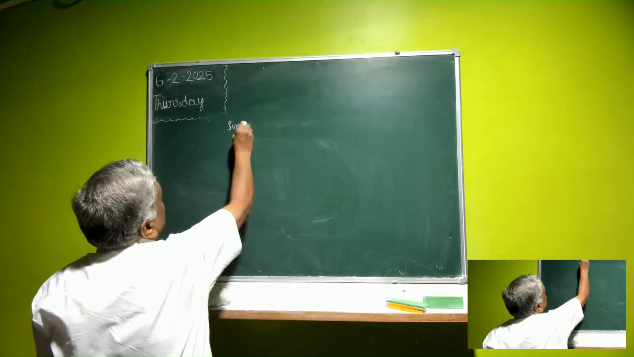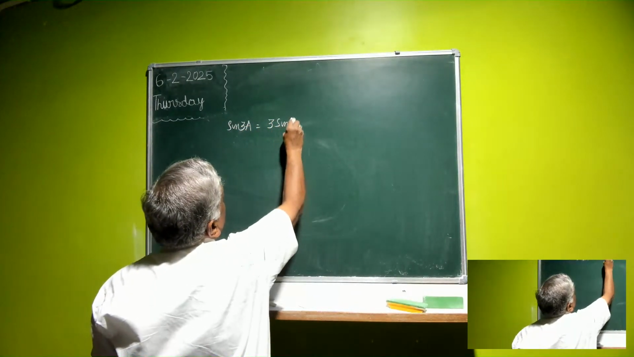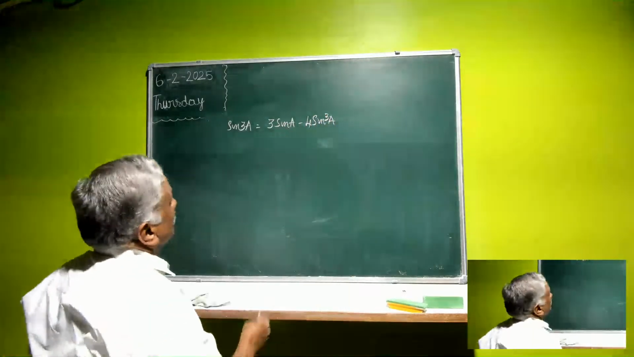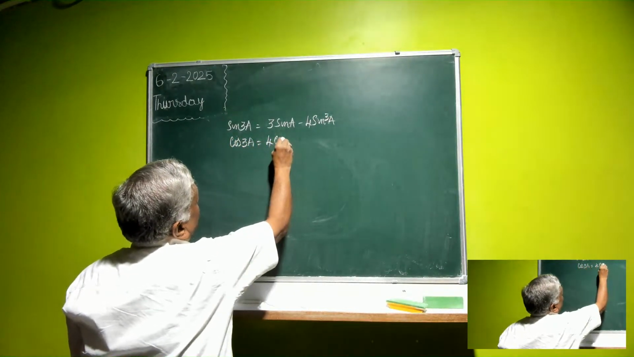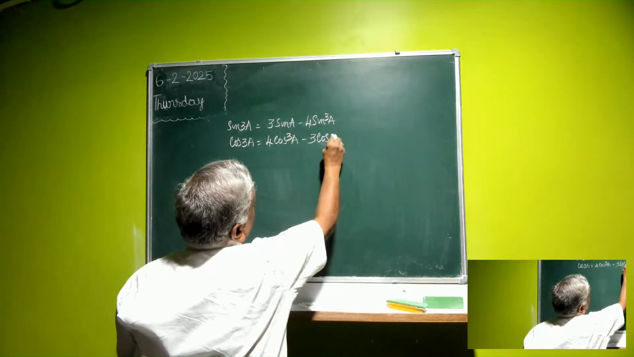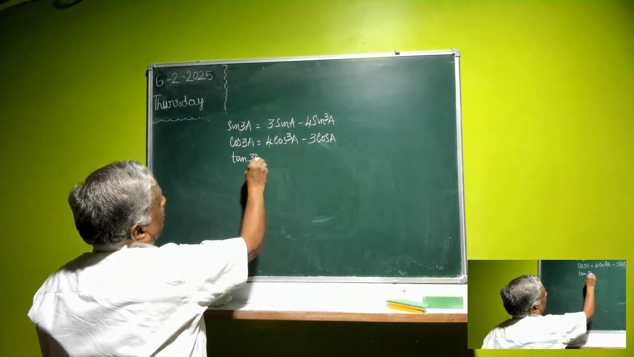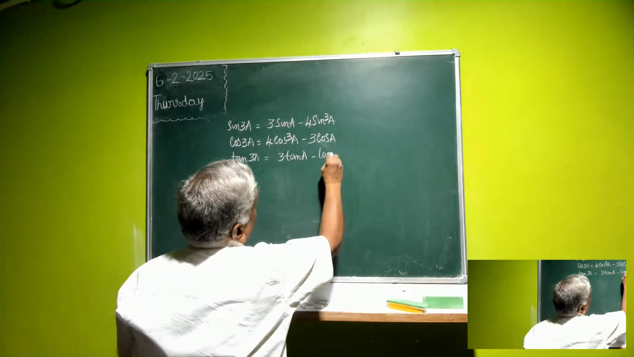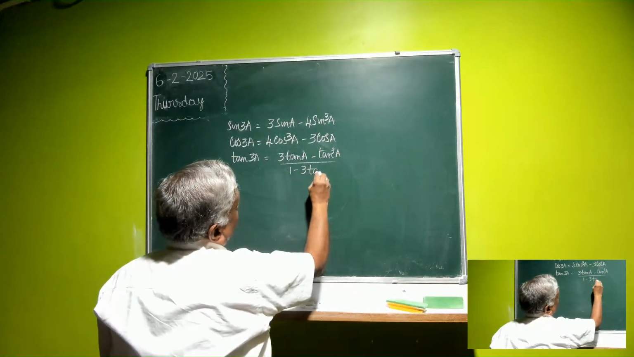Sin 3A is 3 sin A minus 4 sin cube A. Cos 3A is 4 cos cube A minus 3 cos A. Tan 3A is 3 tan A minus tan cube A over 1 minus 3 tan square A.